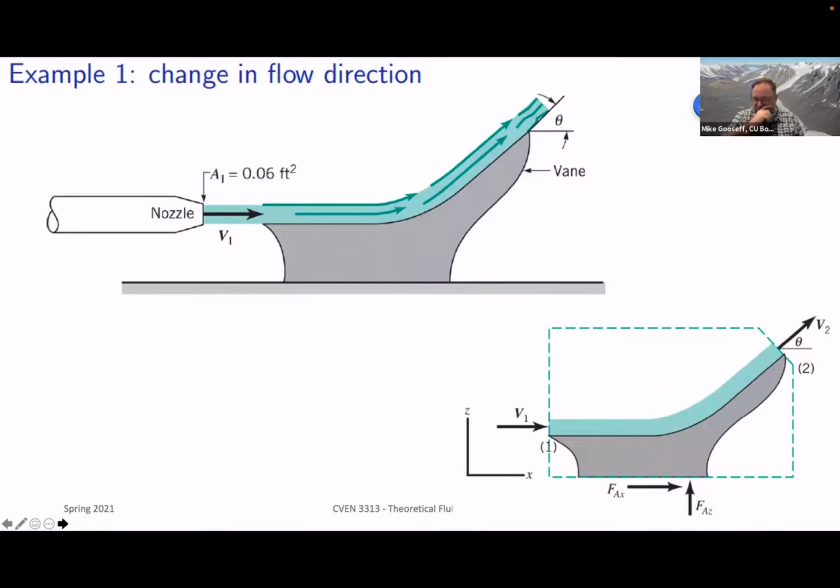So this is a change in flow direction with, for lack of a better term, what's called a vane. It kind of looks like a ramp to me, so I'll keep it kind of simple. But we note a couple of things. One is that we have a V1 here, and V1 is equal to 10 feet per second.